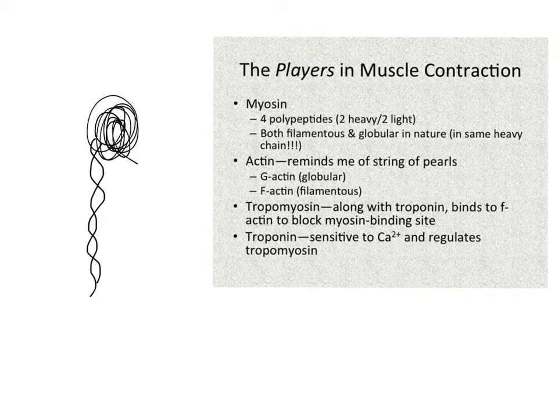Then we have actin, which reminds me of a string of pearls. There's G-actin, which is globular actin, and then there's F-actin, which is filamentous. Tropomyosin, which when it combines with troponin, binds to the F-actin to block the myosin binding site. And then troponin itself is what's sensitive to calcium, and it's what regulates tropomyosin in order for muscle contraction to occur.